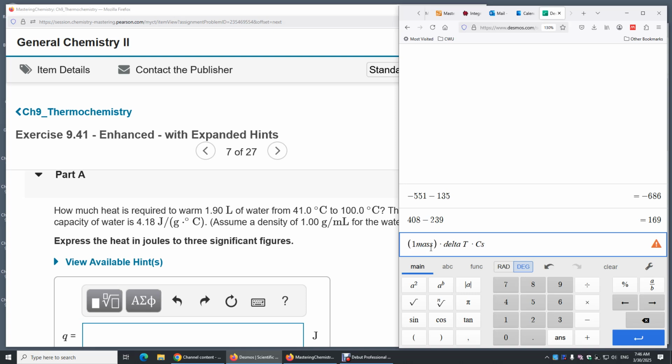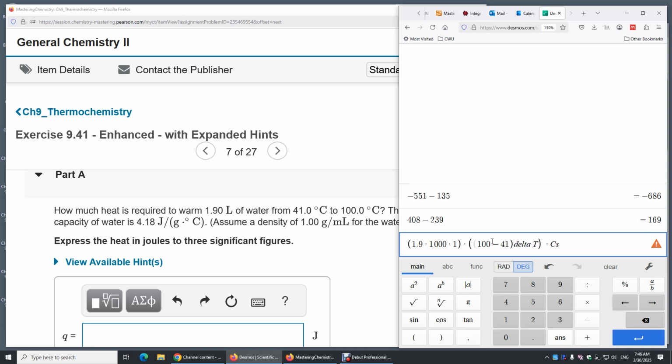It's 1.9 liters. I will convert it to milliliters. 1 liter is 1,000 milliliters. And we get over here 1,900 milliliters, and then times the density. We'll get the mass in grams. Now delta T in degrees Celsius, it's just 100 minus 41.